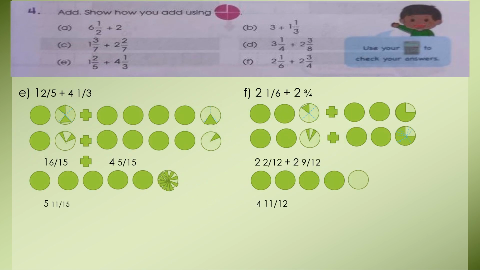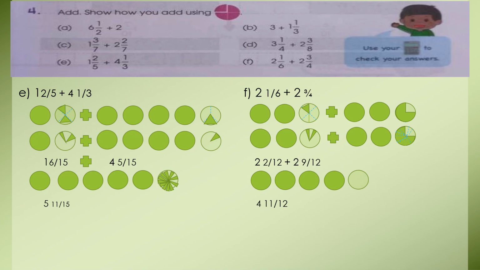In part E, we have 1 whole number 2 over 5 plus 4 whole number 1 over 3, which means that we have one complete circle and 2 parts out of 5 parts, and then in the second case we have 4 complete circles and 1 part out of 3 parts. First, we need to make the denominator the same in order to add the entities. So, in the first case we are going to multiply and divide 2 over 5 by 3, so it becomes 6 over 15. And in the second case, we are going to multiply and divide 1 over 3 by 5, so it becomes 5 over 15.